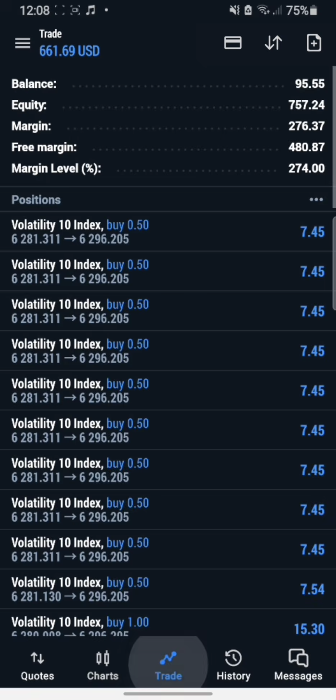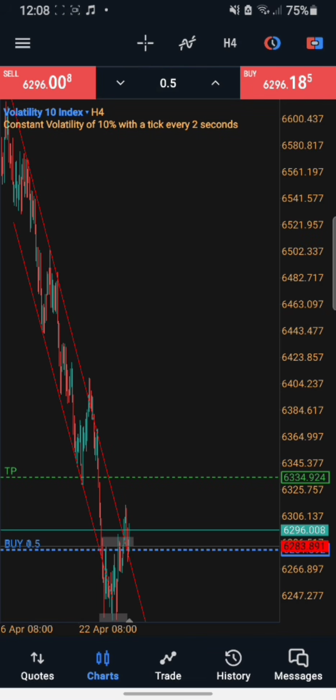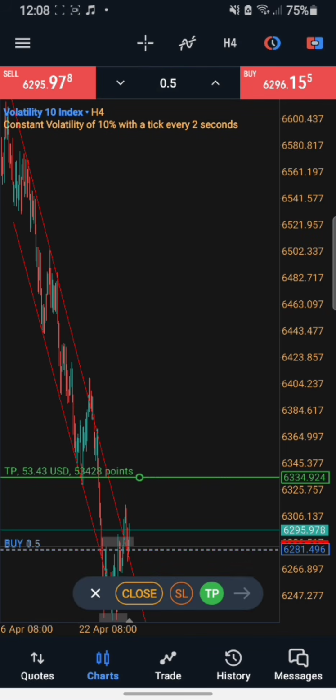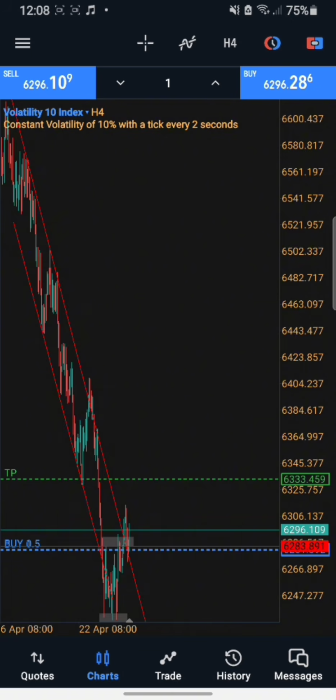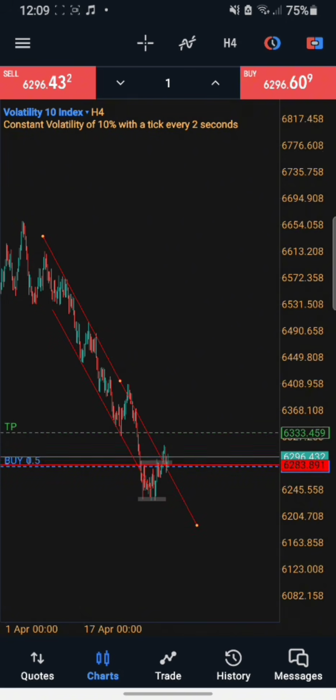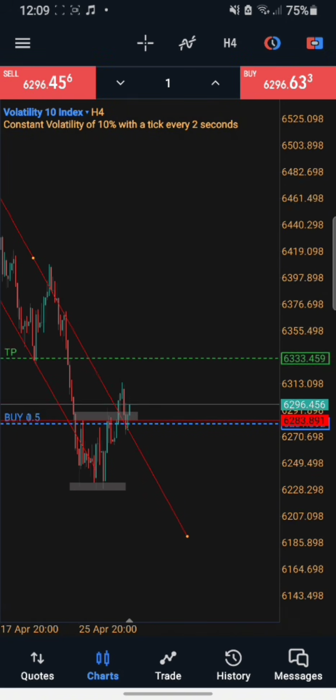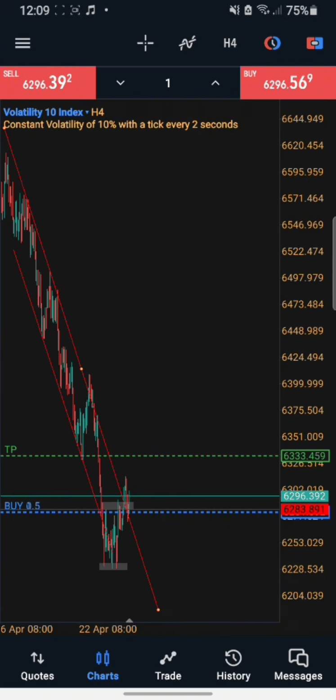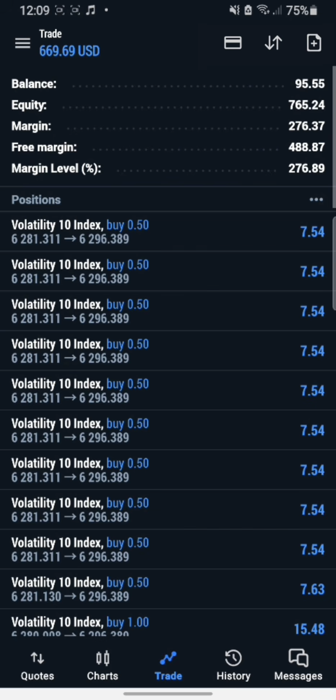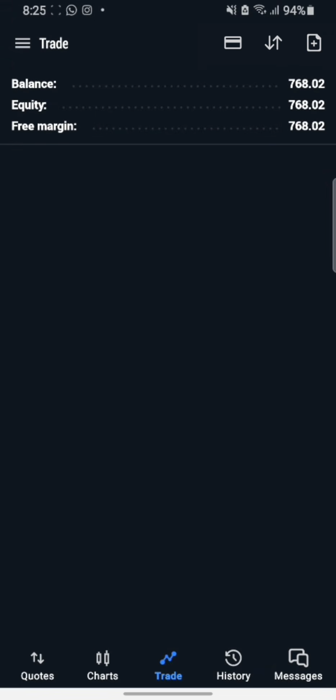So now, as you can see, we are in 660 profit. As you can see, the market closed one position that we had put the TP. So the market now, our balance is in 95. So this is a lot. You can just close and then we look for other trades.